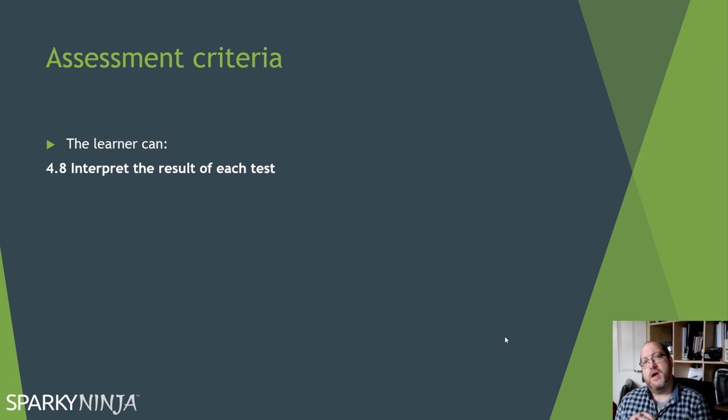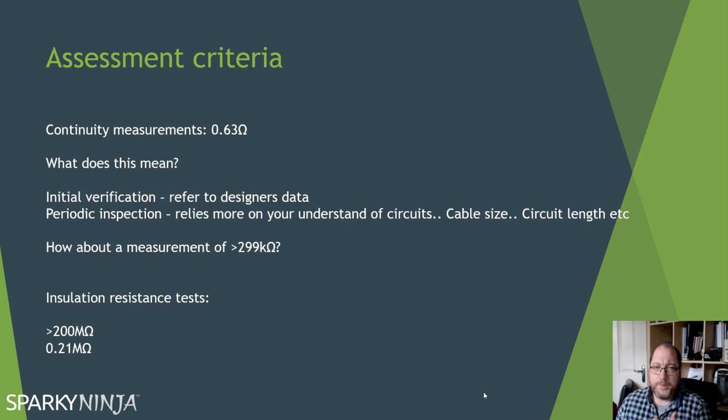4.8. The learner can interpret the result of each test. So, here's an example. I've got a continuity measurement of 0.63 ohms. It doesn't take an idiot to press a button, see a number, write the number down and move on. You must actually look at a number and say yes, no, or let's try again. You must accept the number. That's what the competent person does.